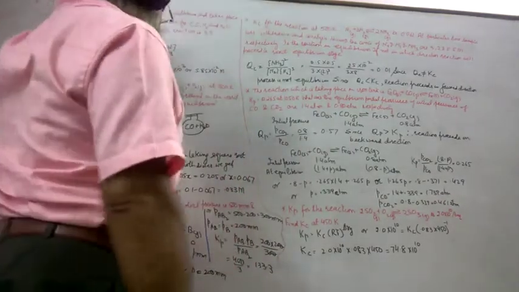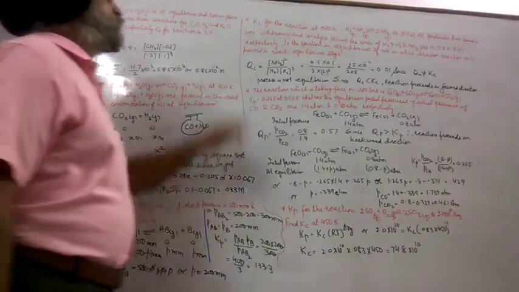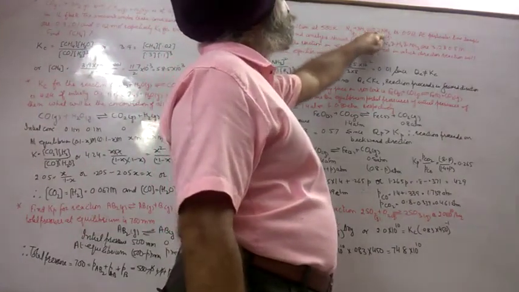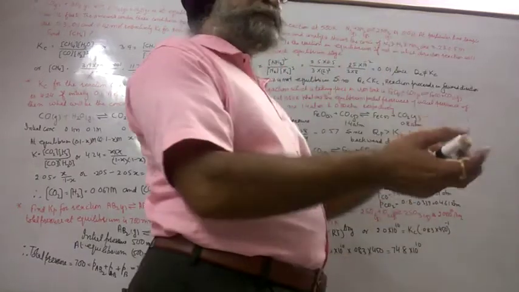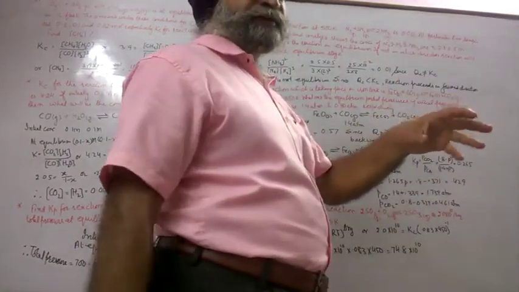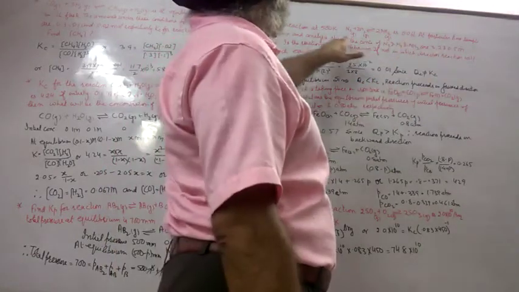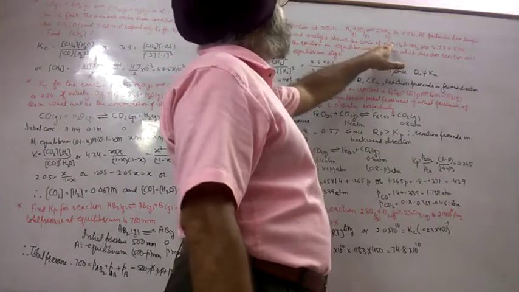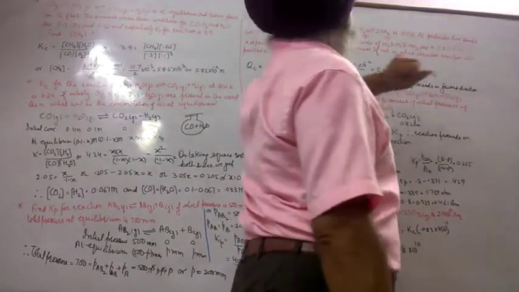Next numerical. All numericals are of different types. Kc for the reaction is given to you. At a particular time, the reaction is taking place. In the middle of the reaction, I have taken out a sample and analyzed it, and on analysis found the concentrations of nitrogen, hydrogen, and ammonia are this and this M respectively.